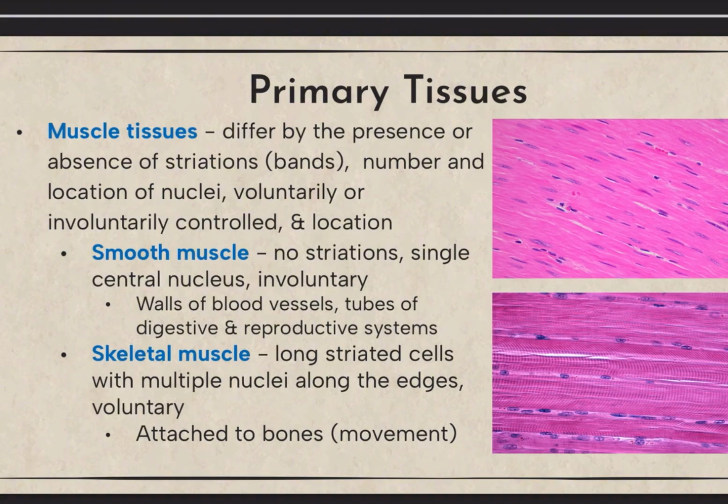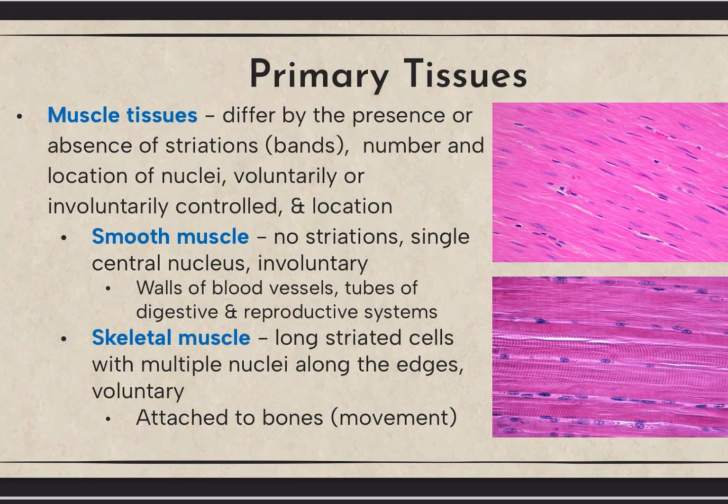Now to get into the different types. We have smooth muscles, which has no striations, a singular central nucleus, and involuntary muscle movement. So these are walls of blood vessels and tubes of our digestive and reproductive systems. Our skeletal muscle has long striated cells with multiple nuclei along the edges, and again, it's voluntary as well, and it's attached to bones for movement.